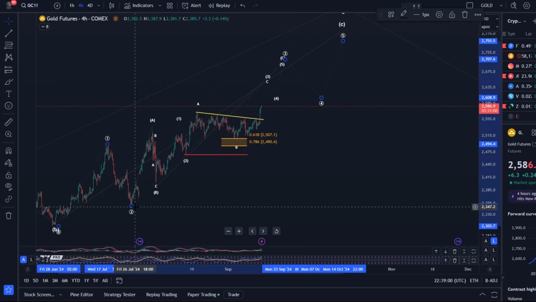So I've labeled it as obviously an ABC in wave 3. We discussed in previous videos at length why we are dealing with an ABC structure there, because we're dealing with an overall larger diagonal pattern, okay?